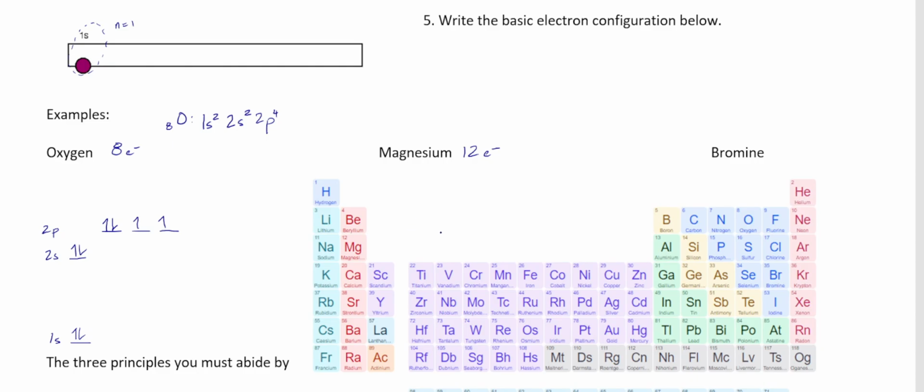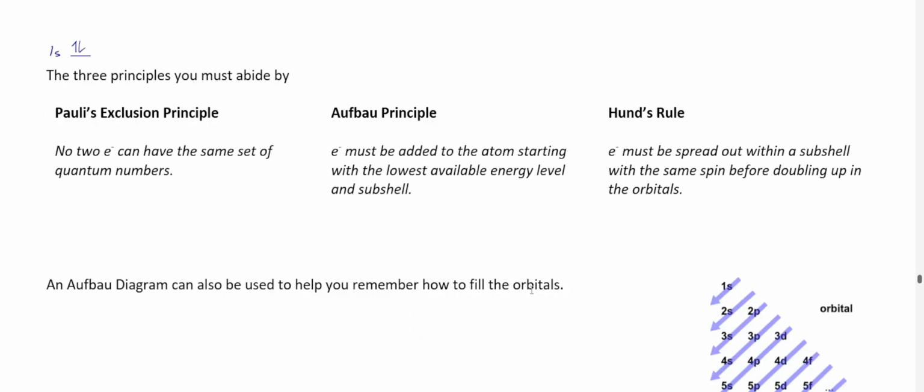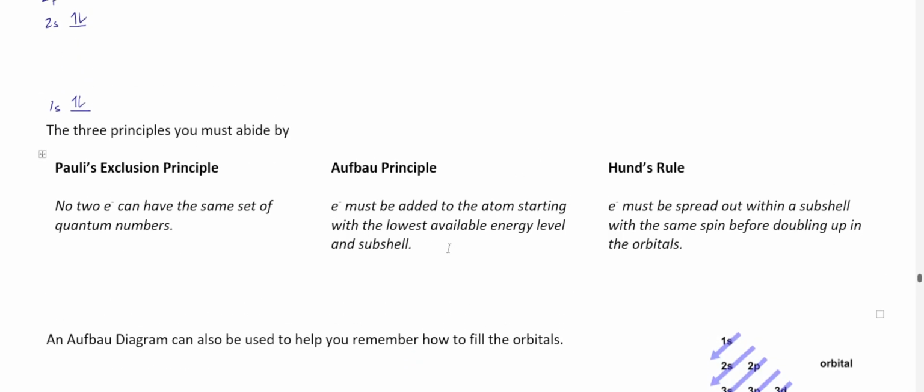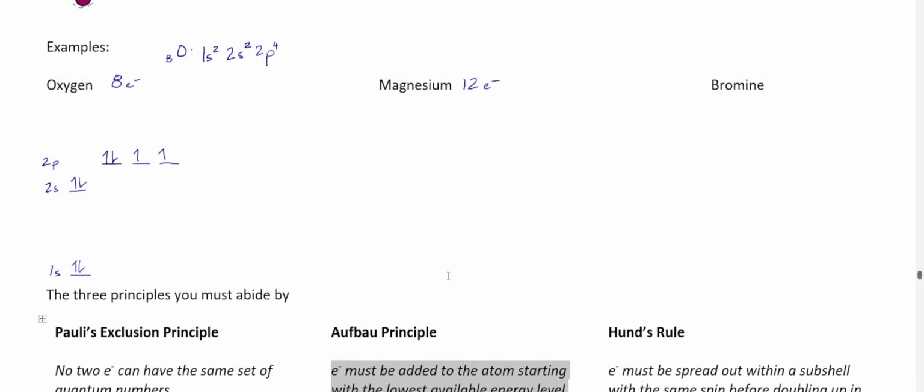Again, I'm going to start from the lowest energy level, so the 1s, before moving up. This is known as the Aufbau principle. So I see it right here, Aufbau principle. Electrons must be added to the atom starting with the lowest available energy level and subshell. Okay, so I've got 12 electrons to place, so I start with my 1s, and I place 2 electrons. I jump up to the 2s, again, big distance there, and I place 2 electrons.